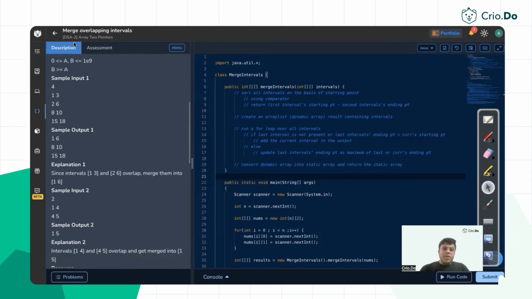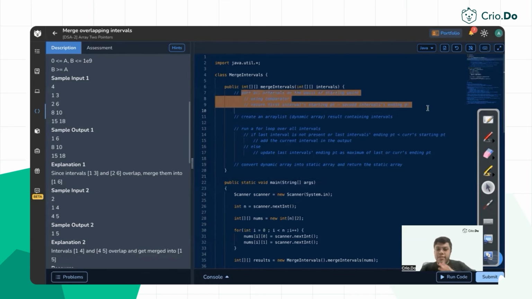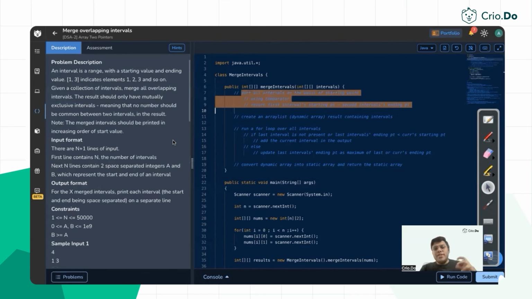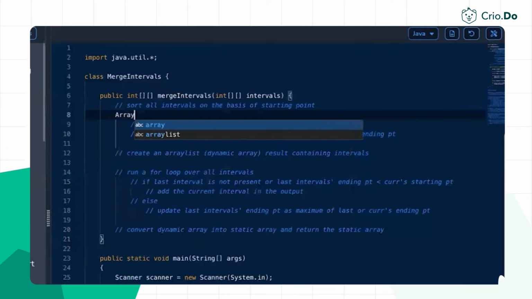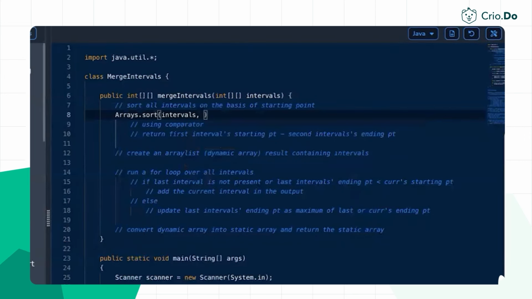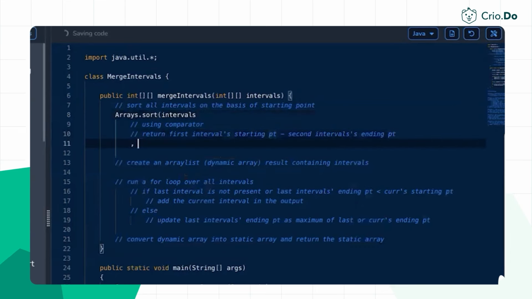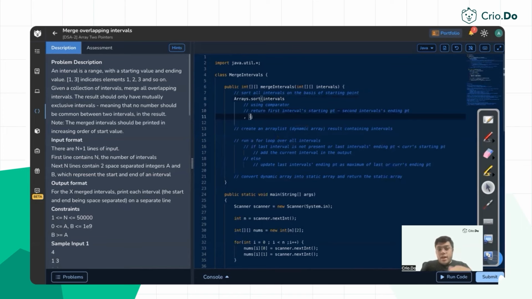We will write the code for the problem, in the Java programming language. First of all, we can't just apply the algorithm without all the intervals being sorted. This is a greedy algorithm, and for it, we actually need all the intervals to be sorted based on starting point. For that, we can apply the built-in Arrays.sort function, which will sort all the intervals. But we have to apply a comparator, and the comparator can be passed as a second parameter. This is how you can basically apply a comparator.